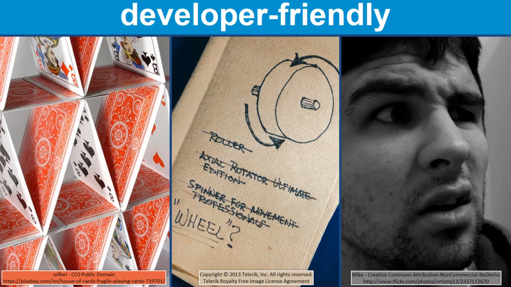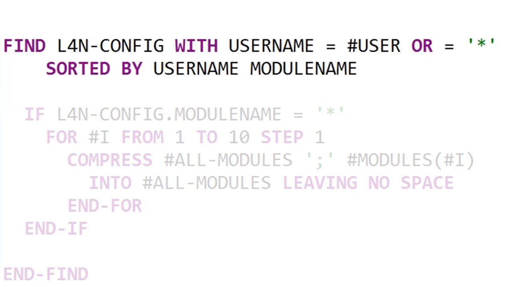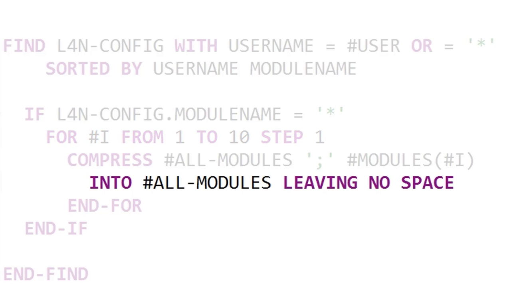Let's take a look at an example. Here's a short piece of Natural code. It starts with a find statement that directly accesses the database in a type-safe way, so there's no need to embed SQL into your programming language. Here's an example of a for loop that's very easy to understand, and if you take a look at the compress statement, there are even almost English sentences that the reader can instantly understand.